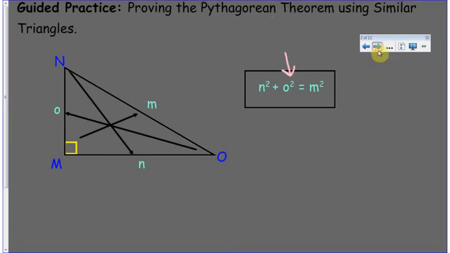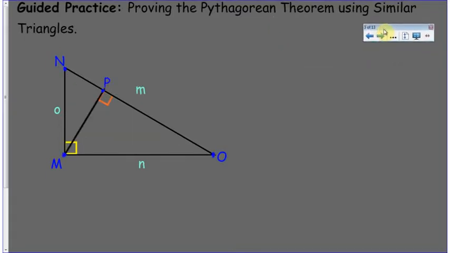So here we go. The first step that we always need to do for this proof is to draw an altitude from angle M down to the other side. An altitude is just a line that forms a 90-degree angle with one side of the triangle, and it drops down from the vertex to the other side. And we're going to call the point where it intersects P.